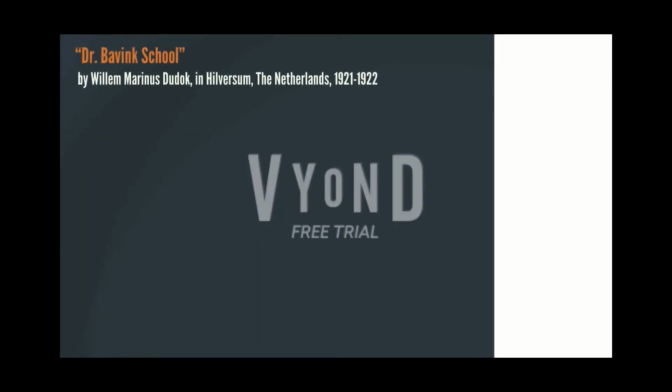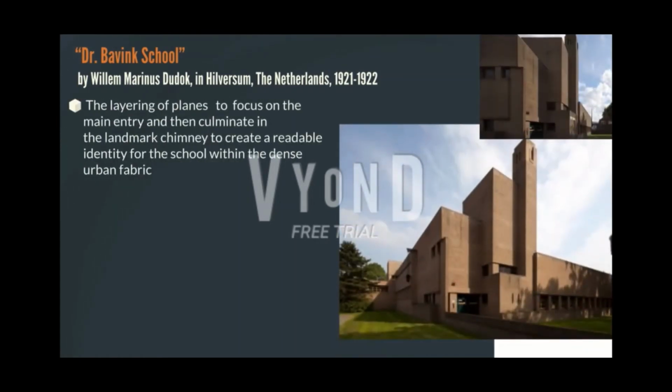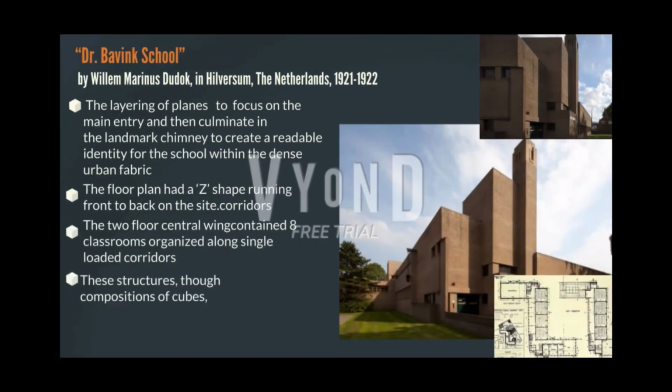Dr. Bavinck School by Willem Marinus Dudok, in Hilversum, the Netherlands, 1921 to 1922. The layering of planes to focus on the main entry and then culminate in the landmark chimney creates a readable identity for the school within the dense urban fabric. The two-floor central wing contained 8 classrooms organized along single-loaded corridors. The floor plan had a Z shape running front to back on the site.